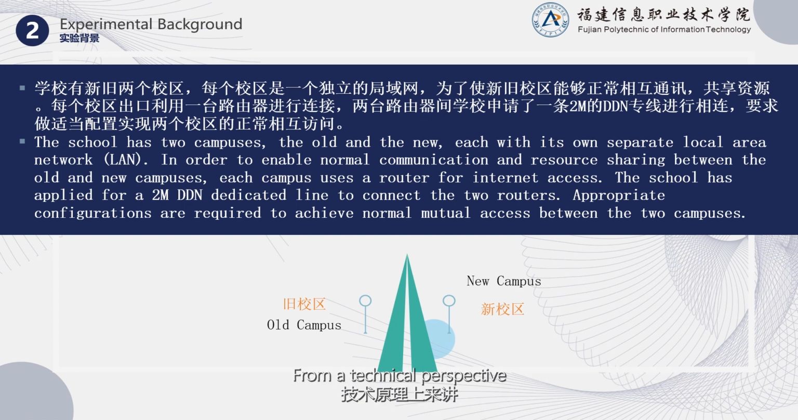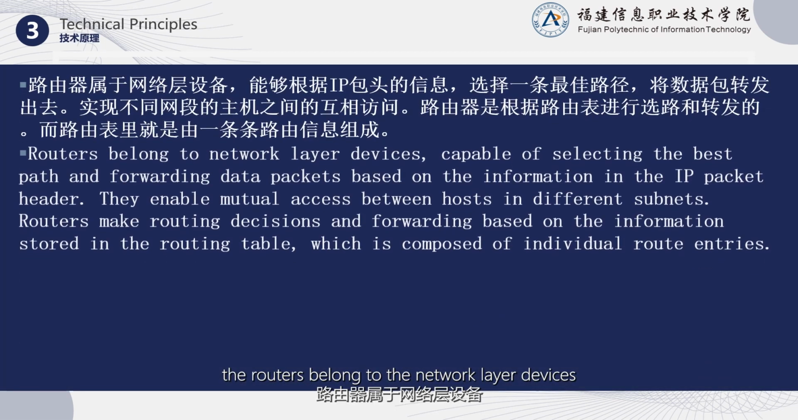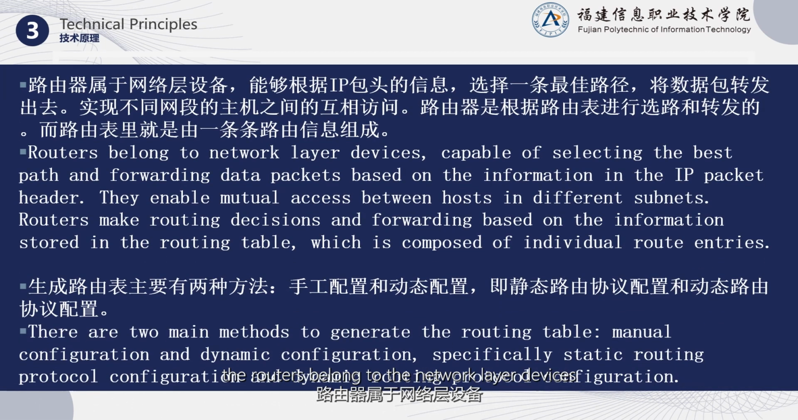From a technical perspective, the routers belong to the network layer devices and are capable of selecting the best path based on the information in the IP packet header to forward the data packet. They facilitate communication between hosts in different network segments. Routers use routing tables for route selection and forwarding, which are composed of individual routing information entries.